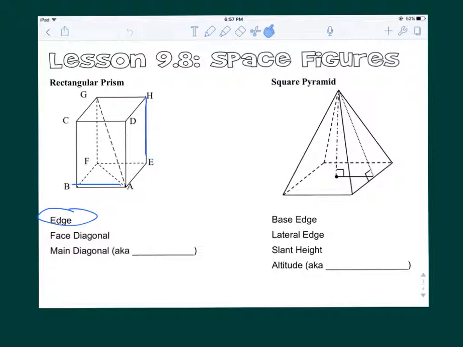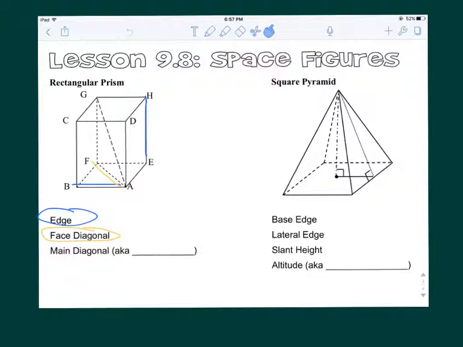A face diagonal would be something like FA. There's two of these in each of the rectangular faces, but it's on one flat surface, so you could put your hand on one of the diagonals of that rectangle. So face diagonal, we'll say, is something like FA.